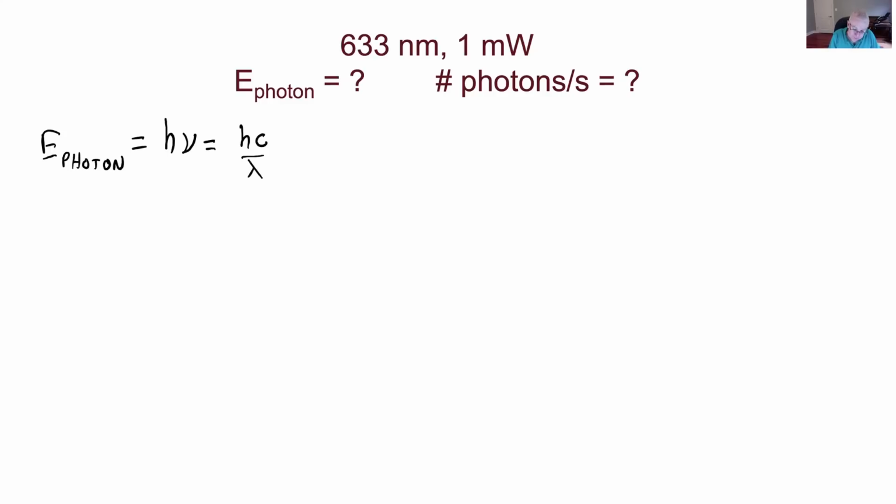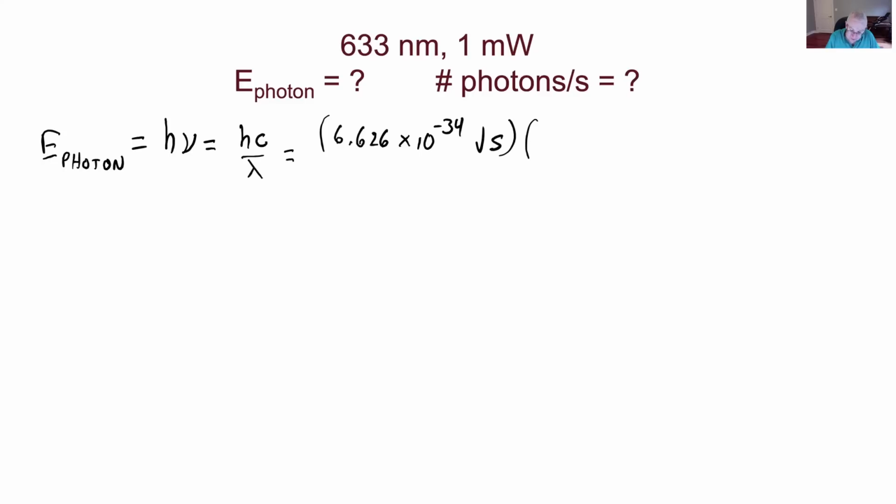H is a constant, C is a constant. Those are just numbers. So all I have to do is basically put them in there together with lambda. You probably don't know the value of H just yet off the top of your head, but you will once you do some problems in this chapter. And this is 6.626 times 10 to the minus 34th power. That's in units of joules and seconds.